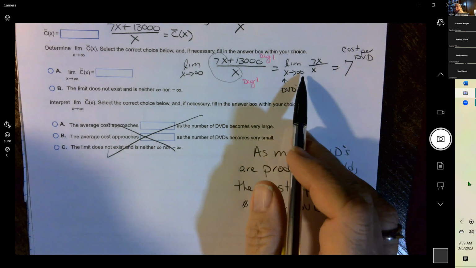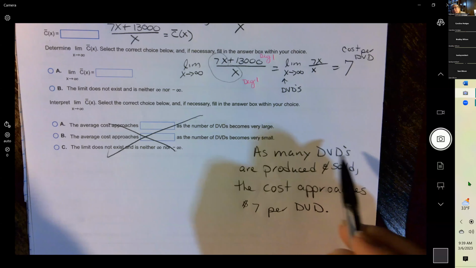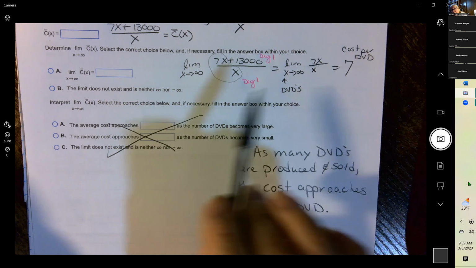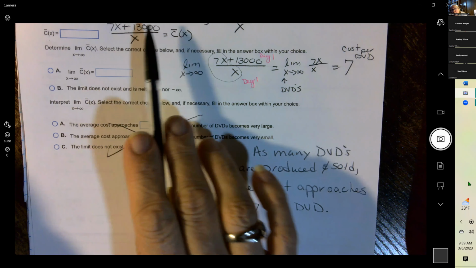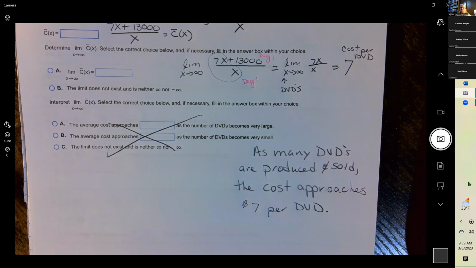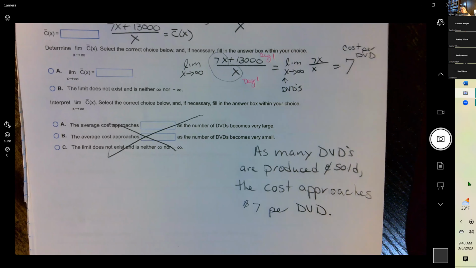So X is getting large. That's the number of DVDs. As many DVDs are produced and sold, the cost approaches $7 per DVD because we found average cost instead of total cost. Any questions on that? Those are the problems you'll see on the exam.